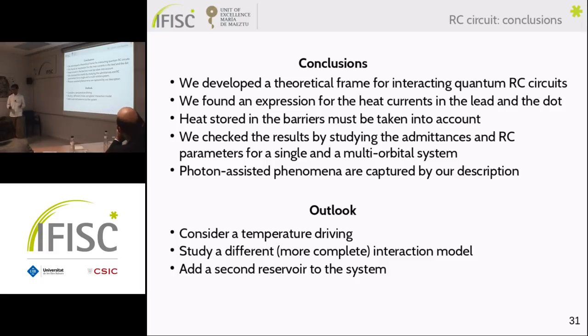We found an expression for the heat current in the lead and the dot. We have found that heat stored in the barriers has to be taken into account. And we have checked that this is indeed the case by applying it to a multi-orbital conductor and studying the admittances and the RC parameters. We have also done it for a single orbital system, which is in the written thesis.